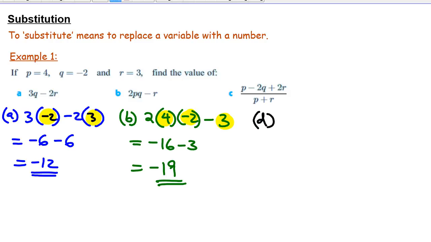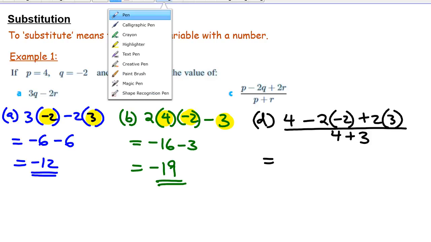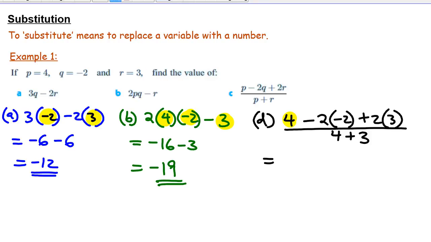In part D, we have p, which is 4, minus 2q, which is -2, plus 2r, which is 3, over p plus r, which is 4 plus 3. Now, if you remember, what I've again substituted here is p, q, and r, all those have been substituted into that equation.